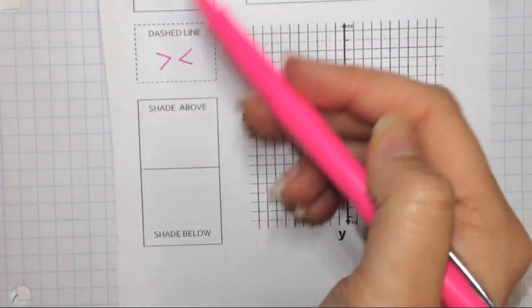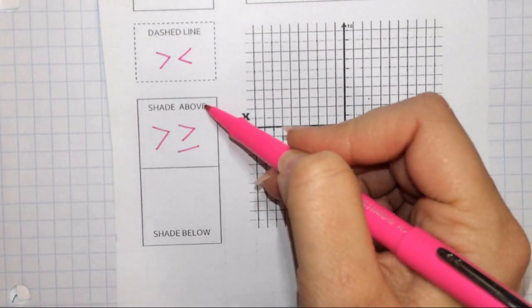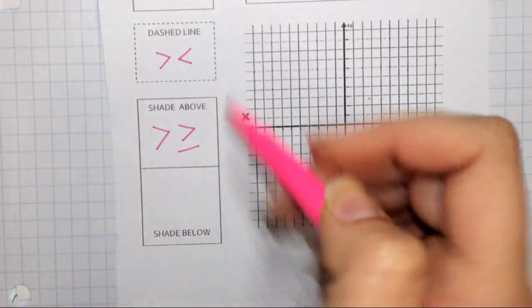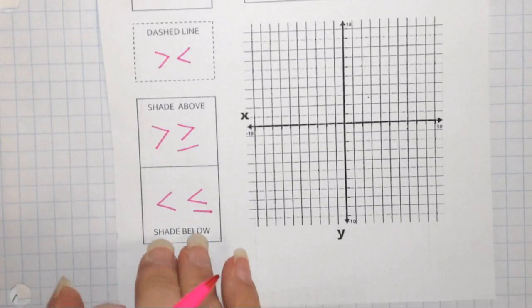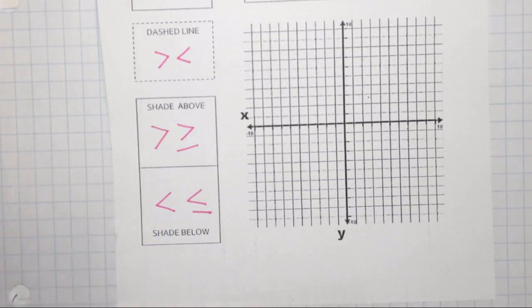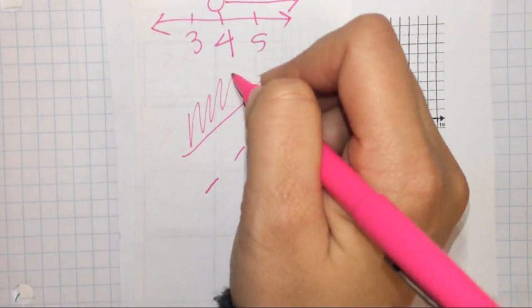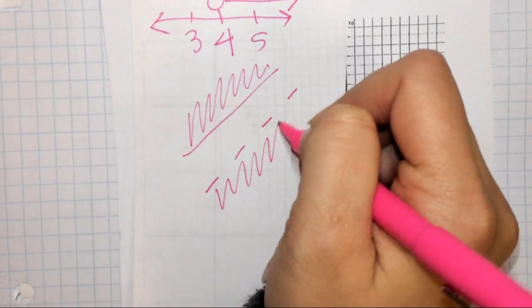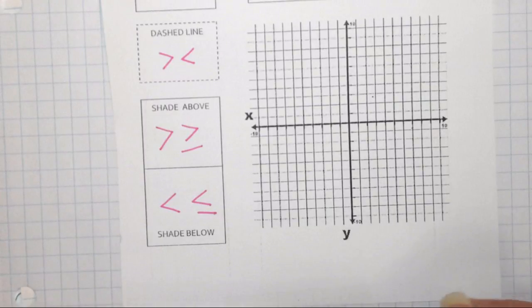Now, shade above or shade below. You shade above when it's greater than or equal to, and do you notice that it's above the inequality sign? Or you shade below when it's less than or equal to, and it's below it. What I mean by shade above is you shade above the line. What I mean by shade below is you shade below the line. You actually shade, so we're going to need a colored pencil.